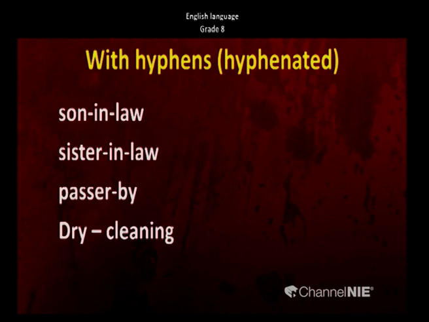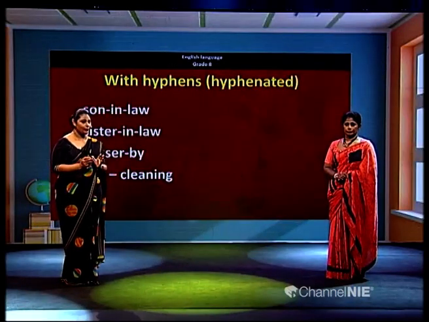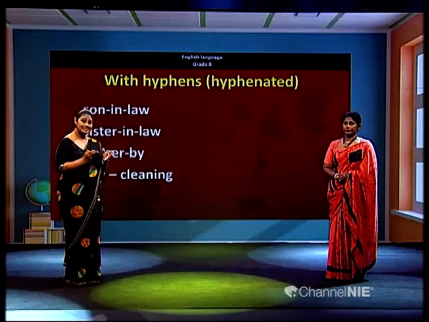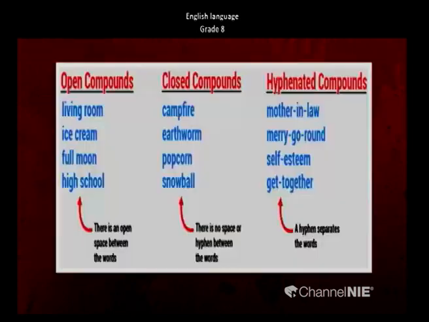We will be learning these things in future, in your other lessons and in your other grades. So for now, you are going to talk about the types of compound nouns only, right? So, passer and by, passerby, and you have a hyphen there. Dry cleaning, there are also two words together and you have a hyphen. So open compounds are there, and closed compounds and hyphenated compounds are there.